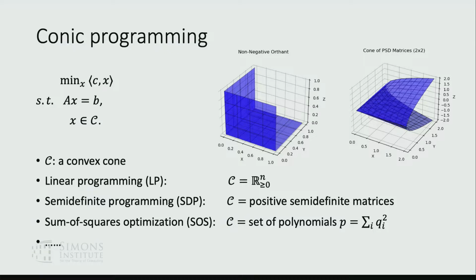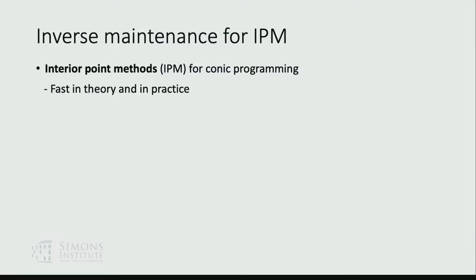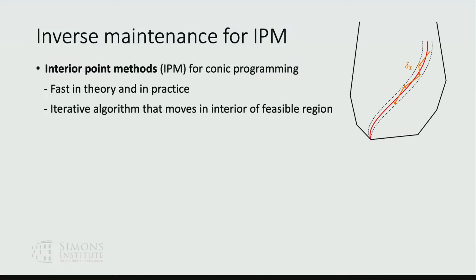Okay, now we've talked about conic programming. Let's move on to the other two definitions that I have in the first slide, which are inverse maintenance and interior point methods. One of the most widely used algorithms for conic programming is called interior point method. This method is not only fast in theory, but it's also very fast in practice. So it's implemented in many solvers. And high-levelly, this is an iterative algorithm that moves in the interior of the feasible region and gradually moves towards the optimal solution.